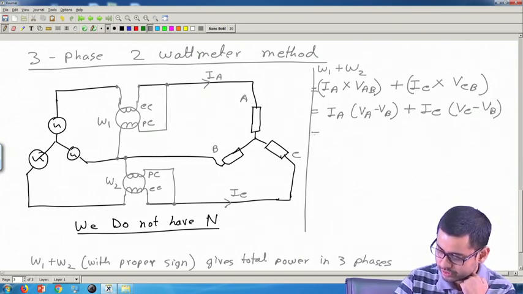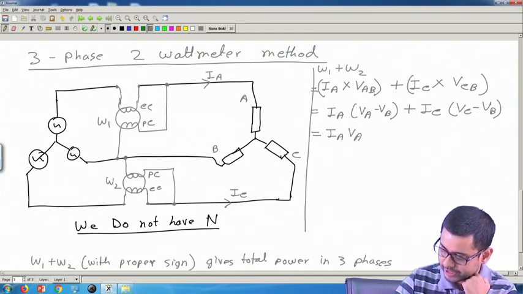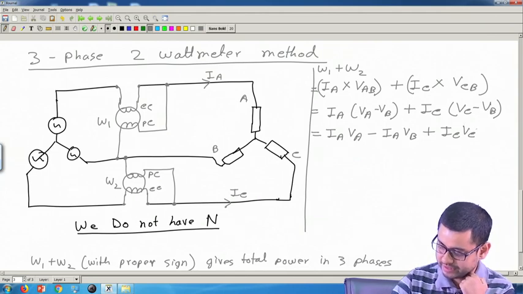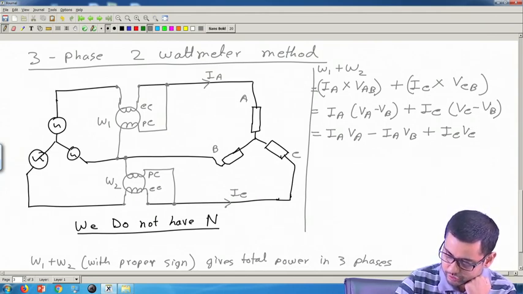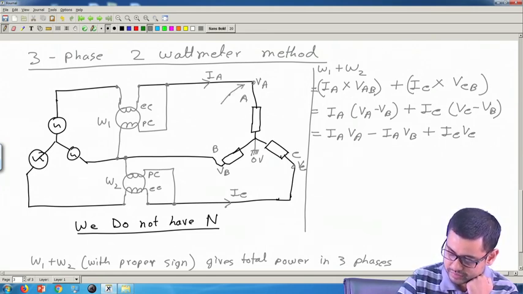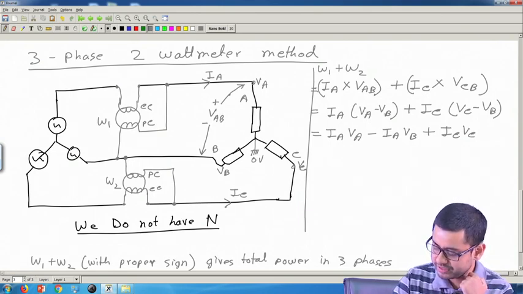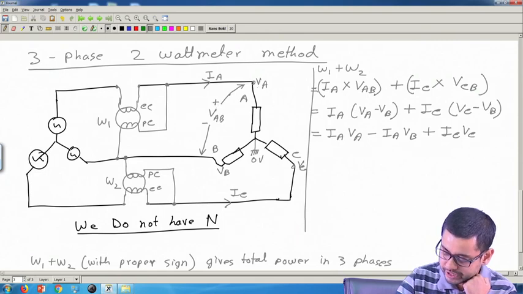Okay, so then what we have is IAVA minus IAVB, this term, plus ICVC. What is VA? VA is basically the voltage from this point to the neutral. So this is the reference point, zero volt. This is VA, this is VB, this is VC. And VAB is this voltage from here to here, with this side taken as the positive reference and this side as the negative reference, because we are subtracting VA minus VB. So VAB, according to our chosen convention, is VA minus VB.